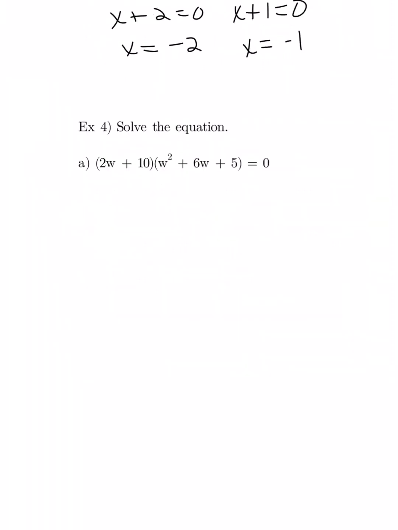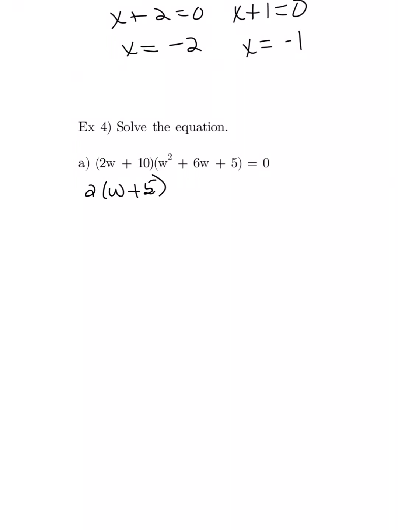The last kind of problems we will be asked to solve by using factoring will have two quantities, and each quantity will have something that you can do to it. On this problem, the first quantity is 2w plus 10. But notice that that has a common factor of 2. So we're going to pull 2 out of that. If you take 2 out of 2w, you have w left. If you take 2 divided into the 10, you have 5 left.